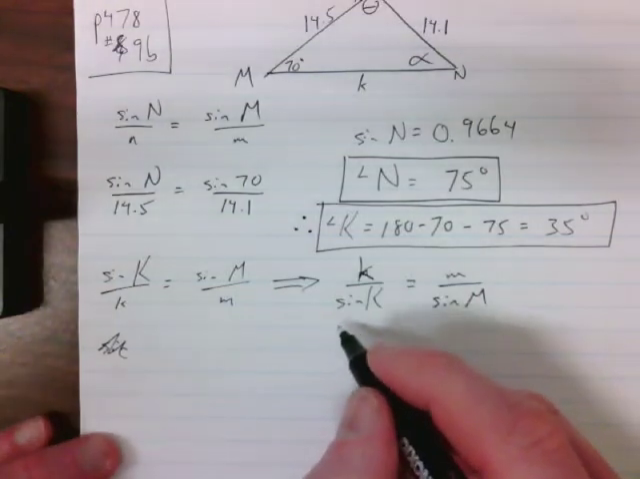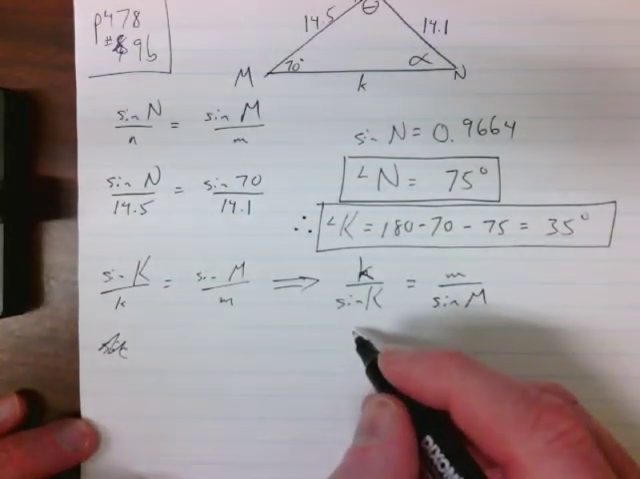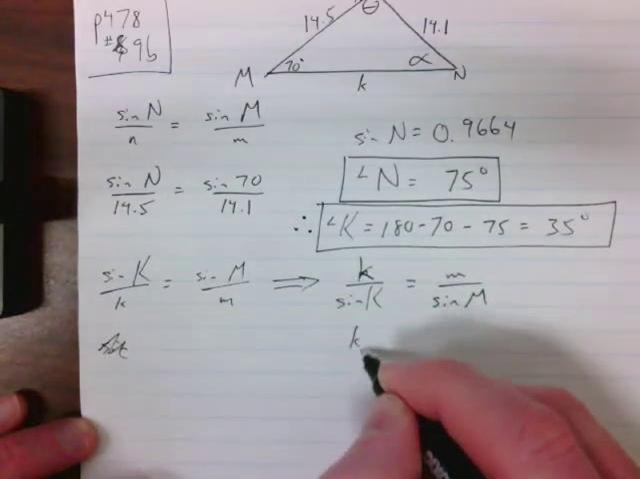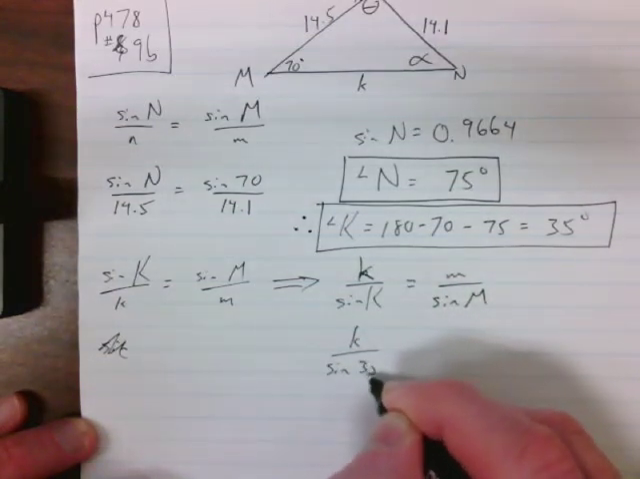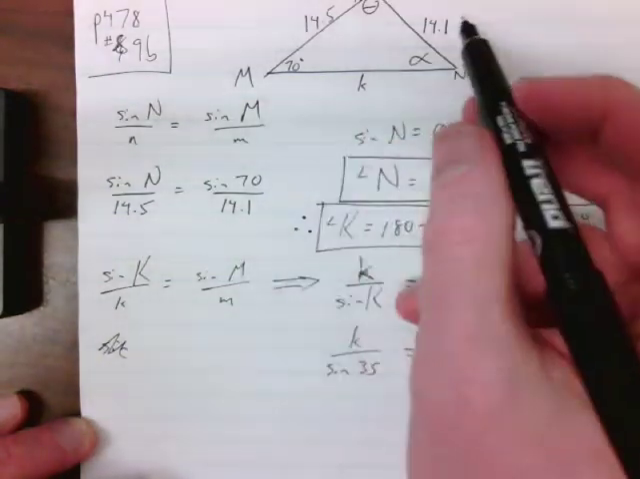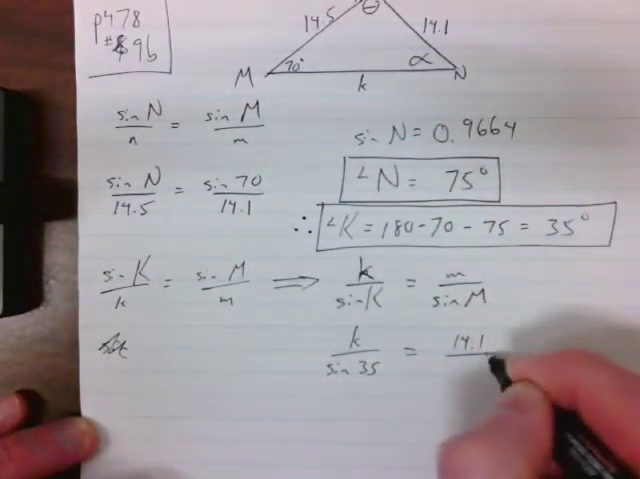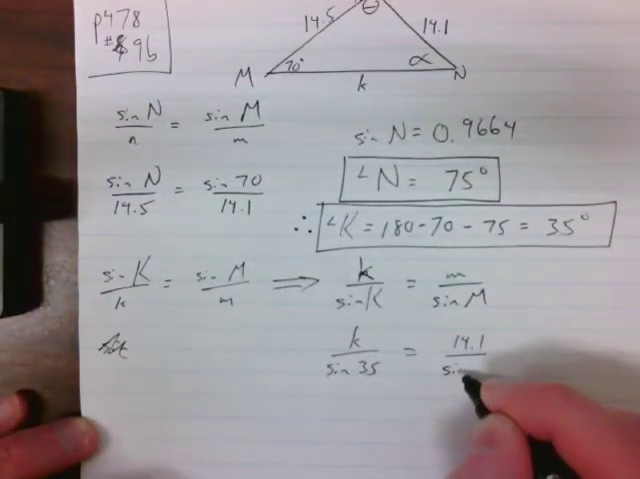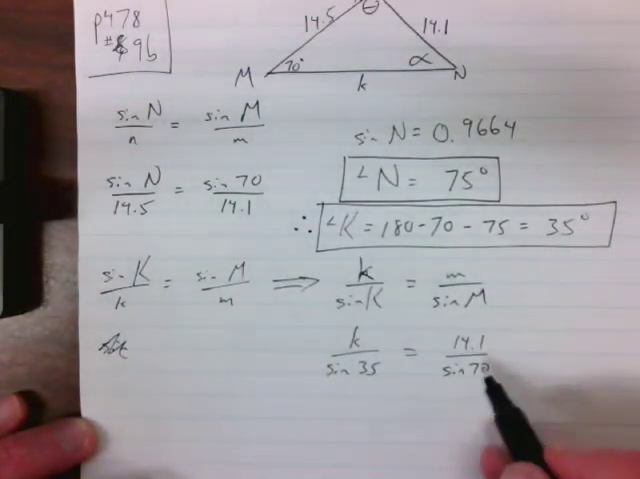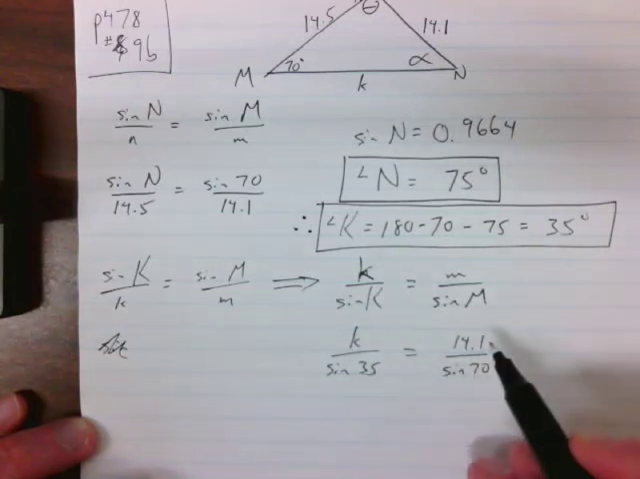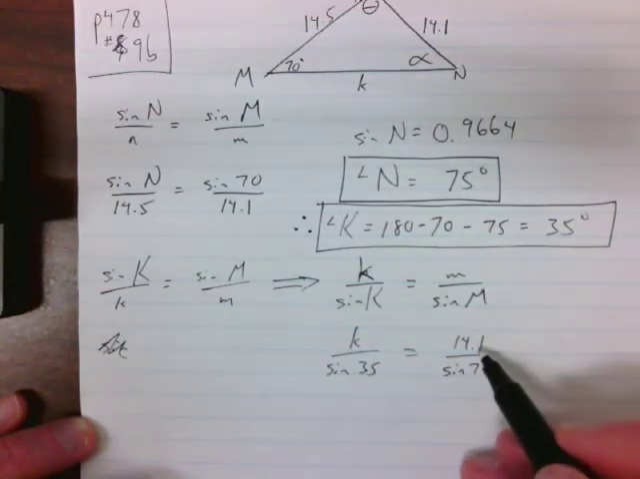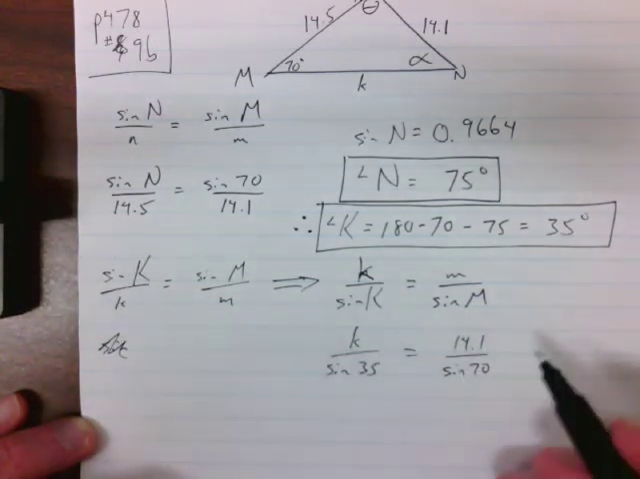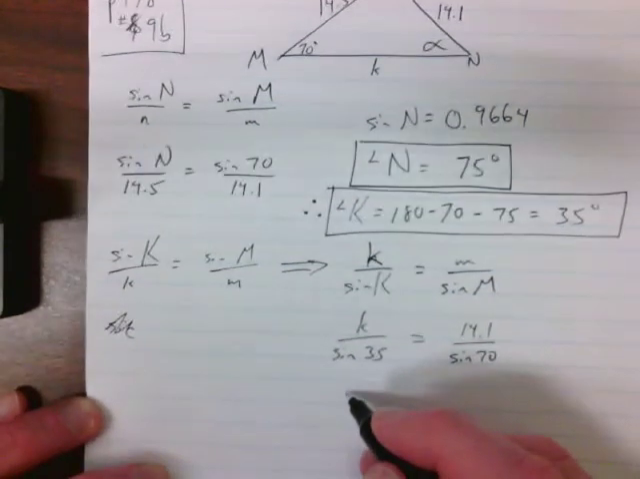So now I'm going to plug in what I know. Little k I don't know, but sine of K is sine of 35, so little k over sine of 35 equals m, which is 14.1, over sine of 70, and that's what k is going to equal. So I'm going to multiply this, and then divide by that. You could divide first and then multiply, it doesn't matter.